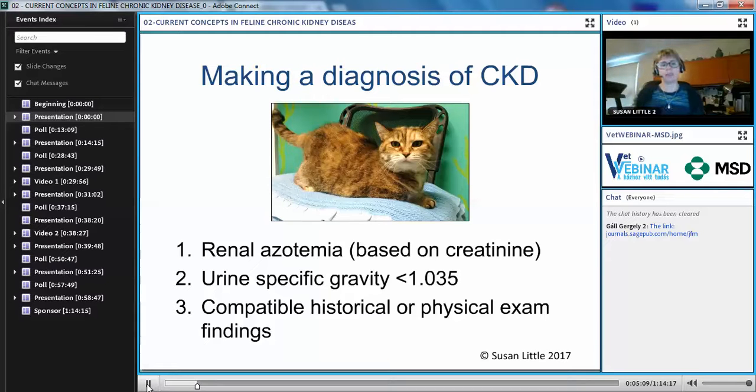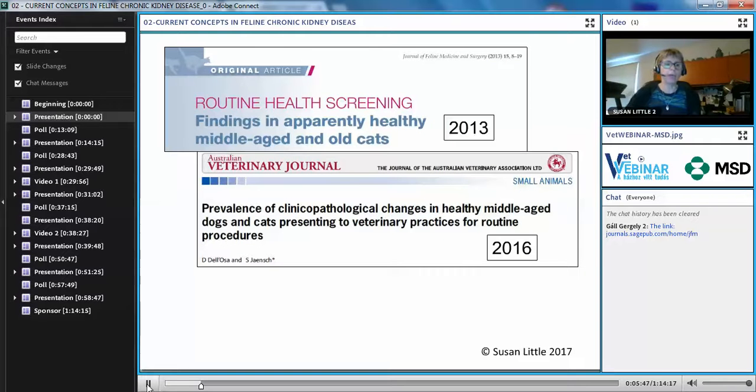Typically, cats also have a dilute urine, although they may not always in the early stages of chronic kidney disease. Sometimes that doesn't appear until the disease is a little more advanced. But typically, we're looking for a urine-specific gravity that's less than 1.035. And especially as cats progress, we're looking for compatible findings in the medical history, like polyuria or polydipsia, and then physical exam findings such as weight loss, maybe small kidneys, for example, things like that. So the way we make the diagnosis really hasn't changed over the years.